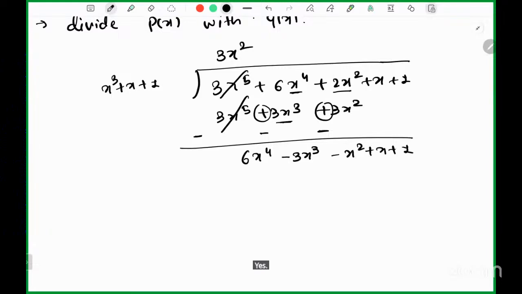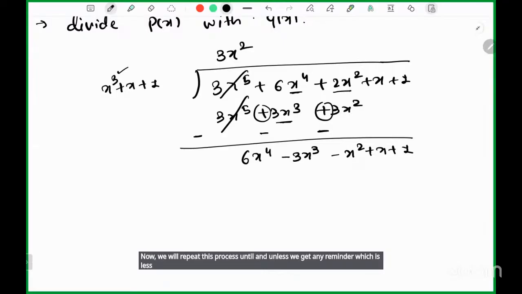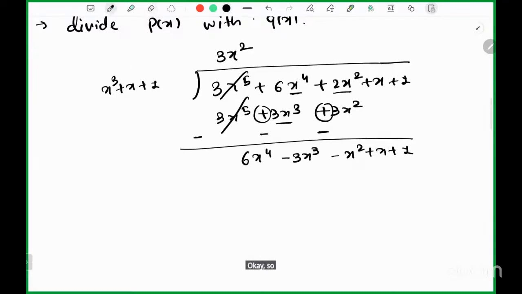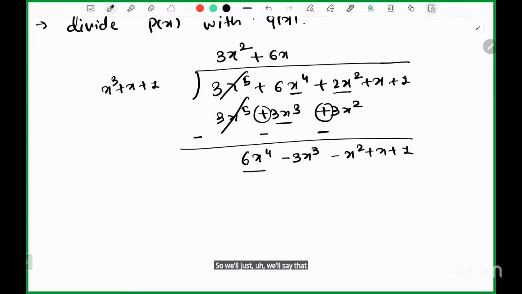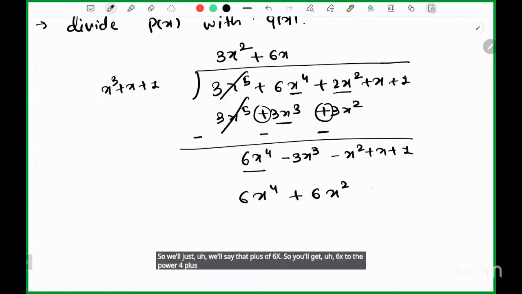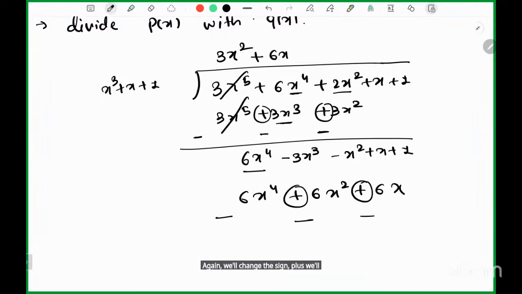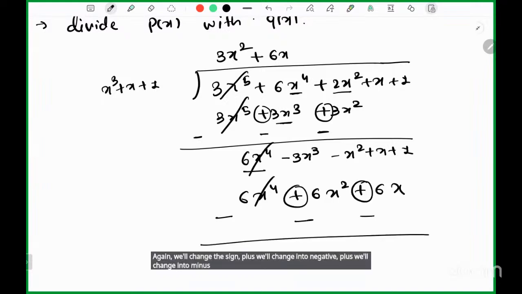Now we will repeat this process until we get a remainder whose power is less than the power of the divisor, 3. So we'll do this process repeatedly. Now we have 6x to the power 4 here. What will you multiply in this factor to make 6x to the power 4? 6x. So we'll say plus 6x, and you'll get 6x to the power 4 plus 6x square plus 6x. Again, we'll change the sign: plus will change into minus, plus will change into minus. These two terms will get cancelled out.